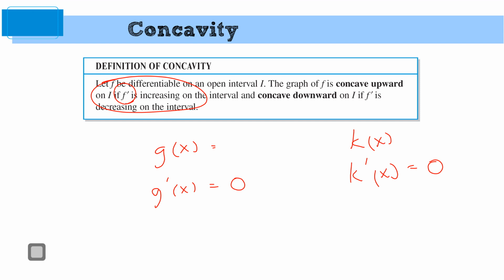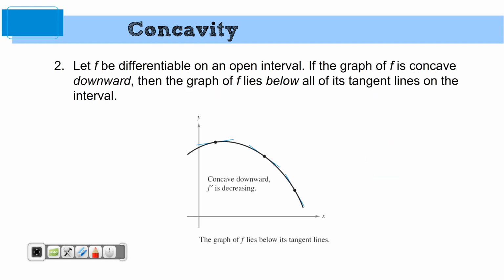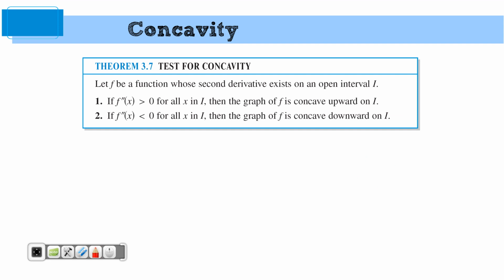Okay. I don't like this as much as I like this. Right? Let me get there. That to me makes more sense. It's going to be concave up when the second derivative is positive. It's going to be concave down when the second derivative is negative. Am I right in my assumption that that's easier? Yes or no? Yes. Okay, good. And we're going to use that to solve all these problems.